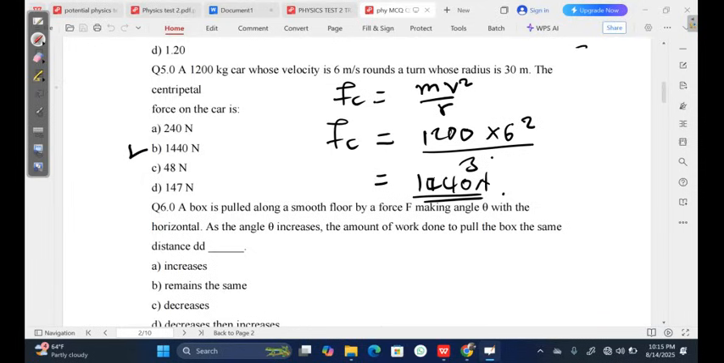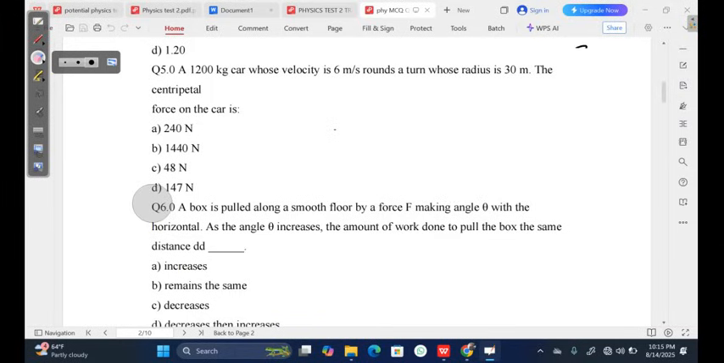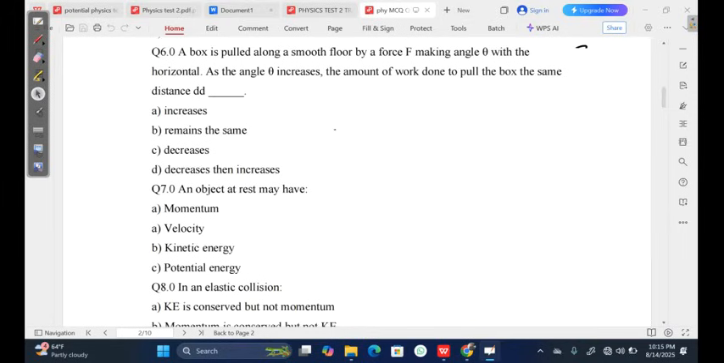Okay, now let's jump to question 6. Question 6 is saying a box is pulled along a smooth floor by a force F, making an angle theta with the horizontal. As the angle increases, what will happen to the amount of work done to pull the box the same distance?